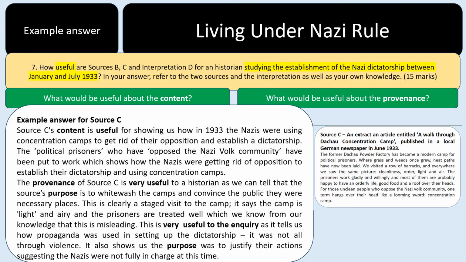The provenance of source C is very useful to a historian, as we can tell the source's purpose is to whitewash the camps and convince the public they were necessary places. This is clearly a staged visit to the camp. It says the camp is light and airy, and the prisoners were treated well, which we know from our own knowledge is misleading. This is very useful to the inquiry, as it tells us how propaganda was used in setting up the dictatorship. It was not all through violence. It also shows us the purpose was to justify their actions, suggesting the Nazis were not fully in charge at this time.